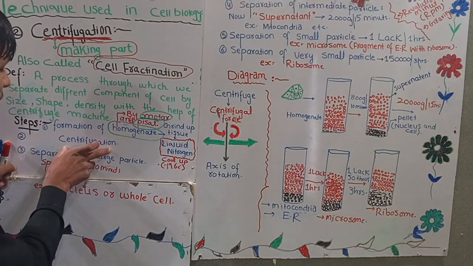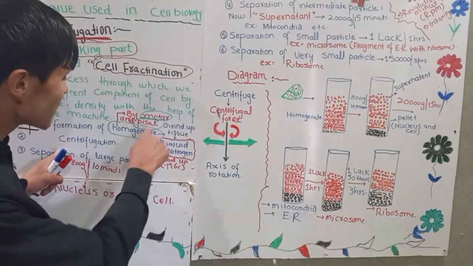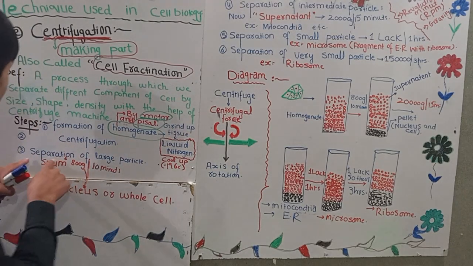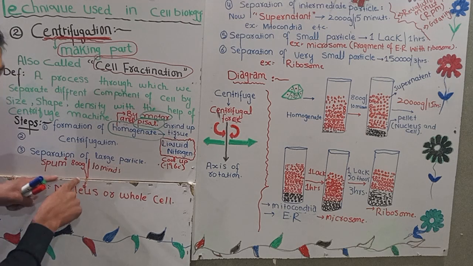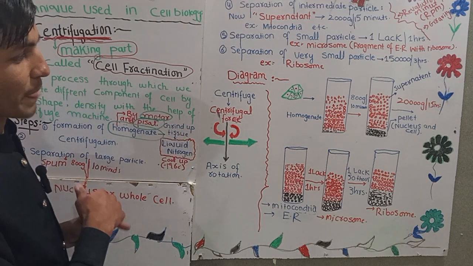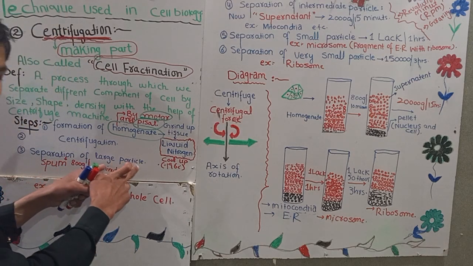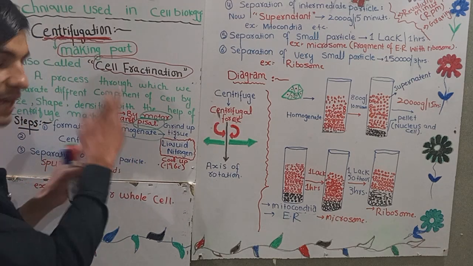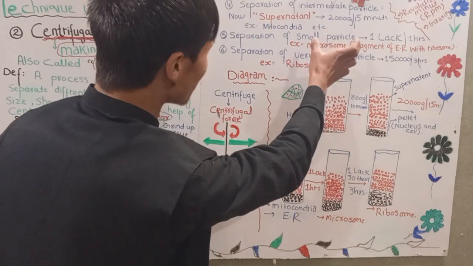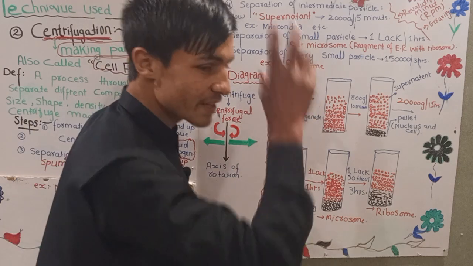Step number 2, we put this homogenate mixture into a centrifuge device. Third, we separate the large particles inside the centrifuge machine, and we will discuss this in the diagram later. Number 4 is separation of intermediate particles, then separation of small particles, and separation of very small particles.